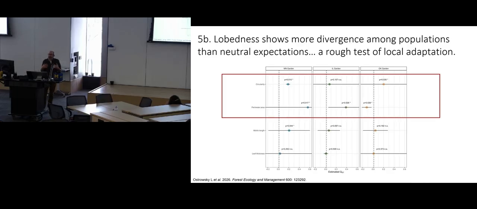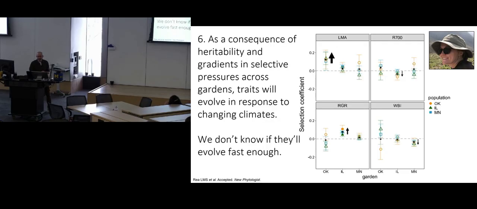When you put these things together, the variation in traits, that translates to heritability, and the divergence between populations due to natural selection, traits are expected to evolve in response to changing climates. And this is the vector of expected change in leaf mass area, which is the mass of a leaf relative to its area, a good predictor of response to water availability. The change in relative growth rate. These are going to evolve in response to climate change. What we don't know, however, is if they'll evolve fast enough.